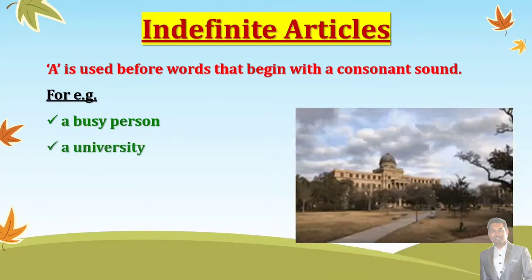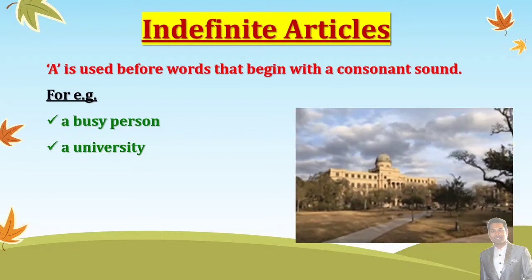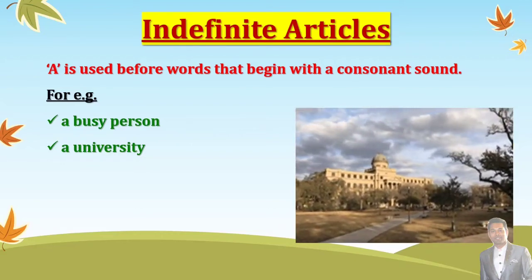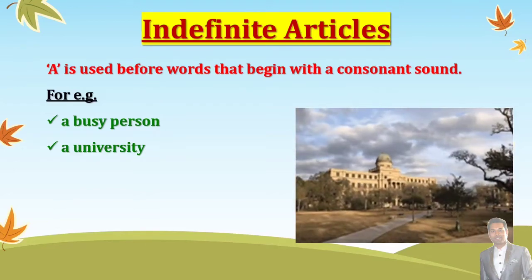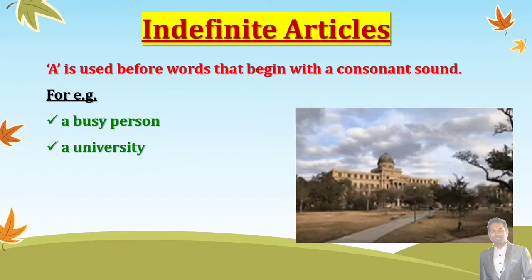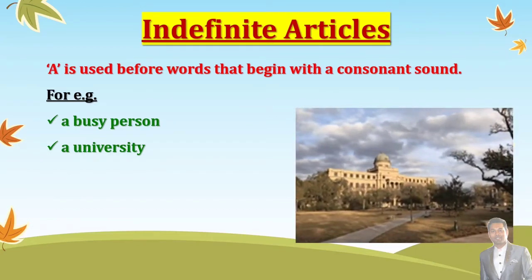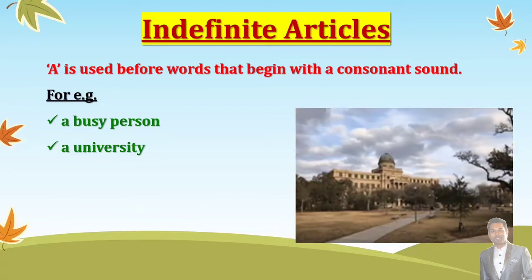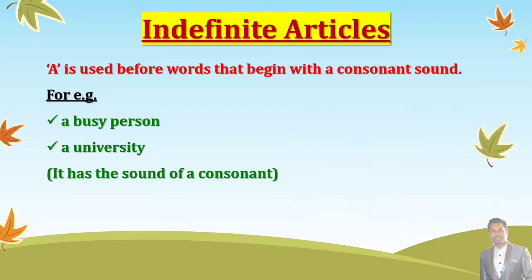Let us take another example. A university. Though this word university is starting with U, which is a vowel, but what is the sound? The letter with which it starts is U, but the sound is Y. So, Y is not a vowel sound. That is why we have used the article a with university. It has the sound of a consonant.